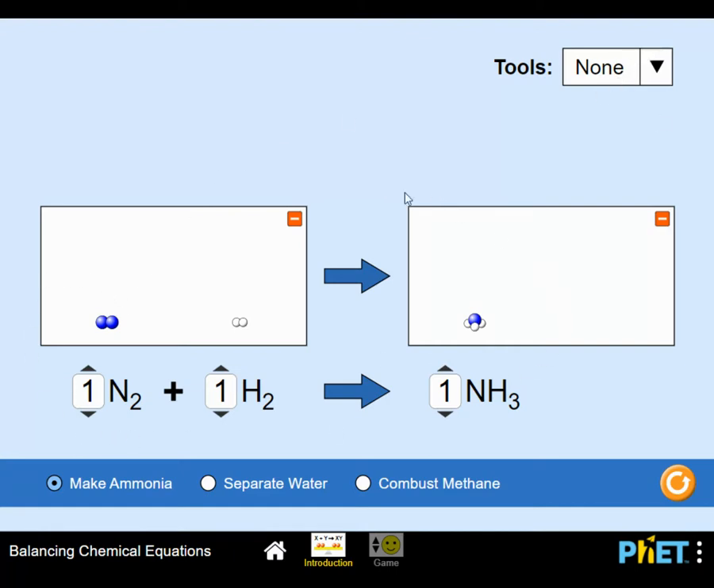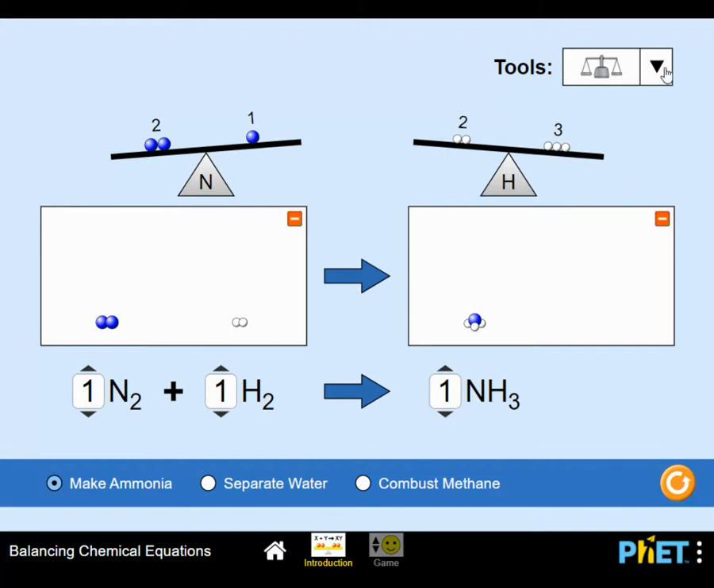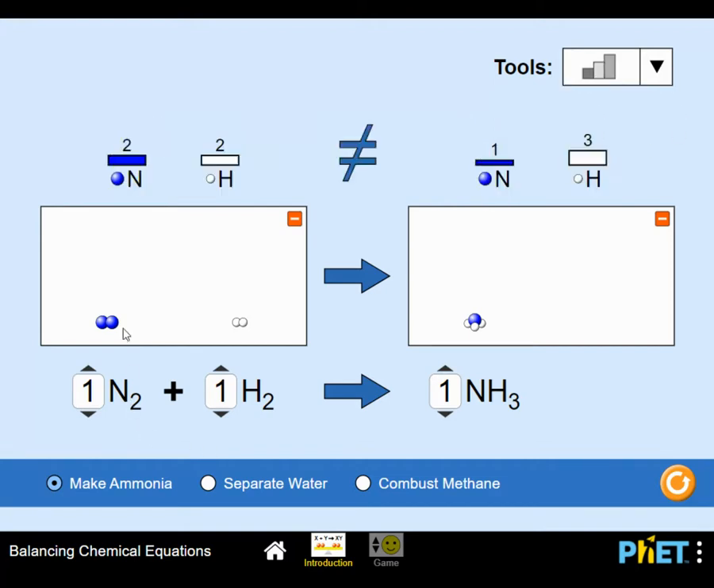Looking at this simulation, it looks like we're just counting like we did last time, but we do have some tools that are available to us. If we look at this upper right-hand corner, I'm going to go ahead and use some tools, okay? I like the graph because it lets me see really clearly. You can feel free to use the balance if it gives you a better visual, but I like the graph. So I can see here I have 2 of the blue spheres for nitrogen because my subscript is 2. So coefficient times subscript, 1 times 2, gives me 2 atoms of nitrogen. So I can see that in the picture though. There's 2 atoms here. The same for hydrogen. I have 2 atoms of hydrogen.